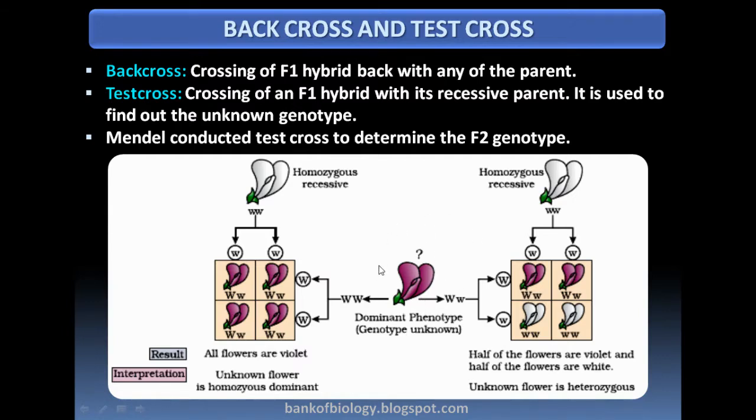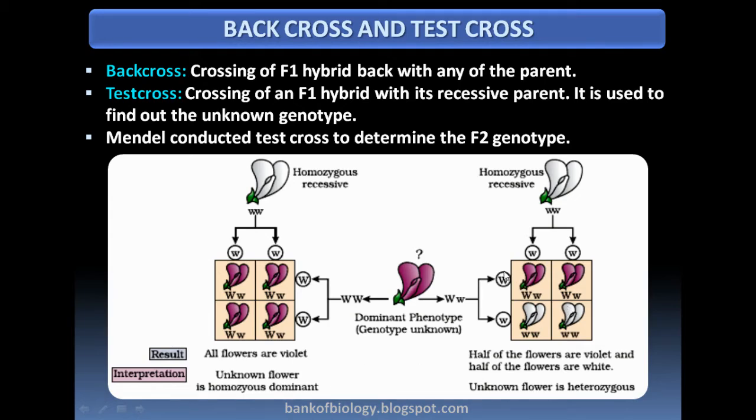Both the genotypes are giving the violet phenotype, or dominant phenotype, but we don't know the genotype. So when we cross this with the recessive parent, if we have homozygous violet, then all the flowers will be violet. When all the flowers are violet, we conclude that the unknown flower is homozygous dominant.